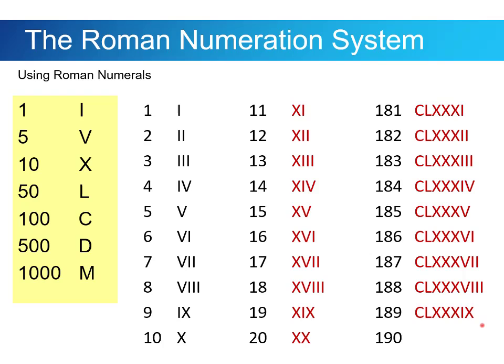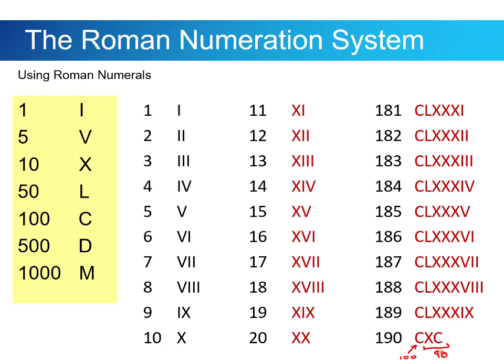CLXXXIX, we get the IX. And now, something tricky is going to happen with 190. 190 is getting close to 200. So that, in fact, that 90 is just 10 short of 100. So I can use the 10 as a subtractor. And this becomes CXC. So the original C, that first C, represents the 100. But then I have XC. I'm taking 10 away from 100 to get 90. And so this gives me 190.